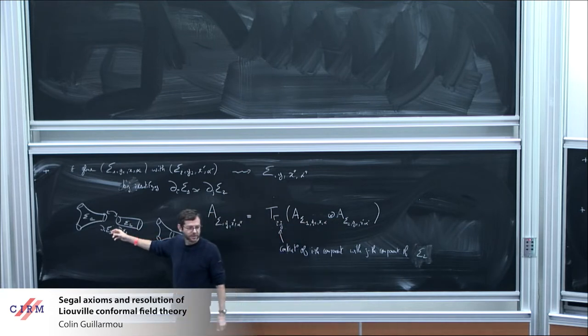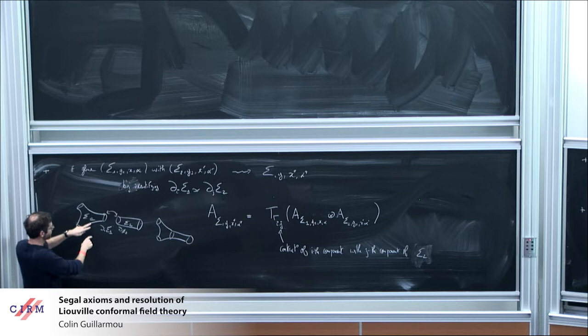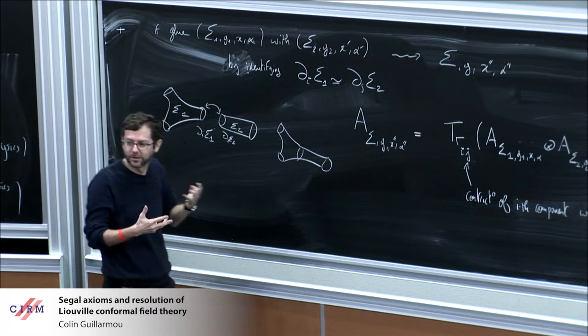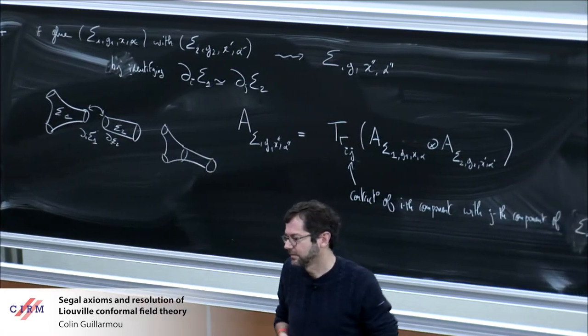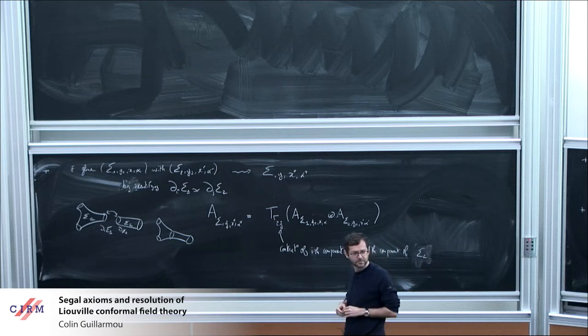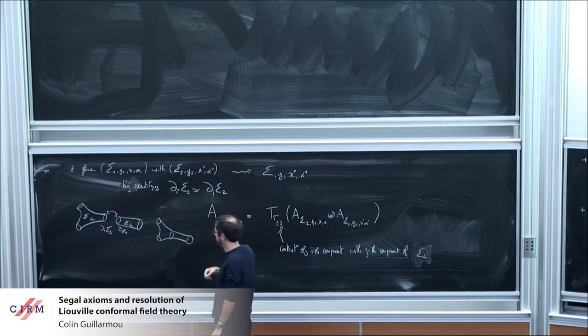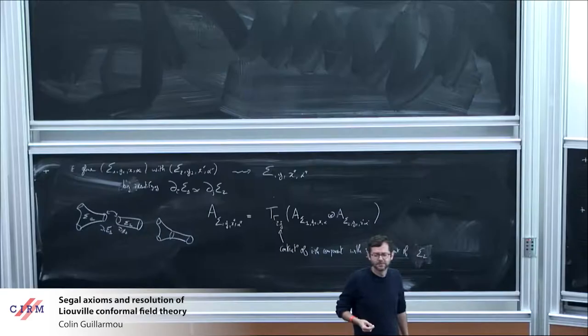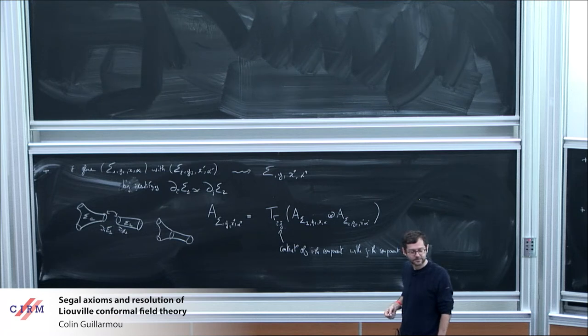Now here the result should be the same. I'm not sure if I understand the question, but if you have to do several gluings, if you glue one piece together and then another piece together, it should be the same in the end. It does not depend on the order. Yeah, they're labeled, of course.